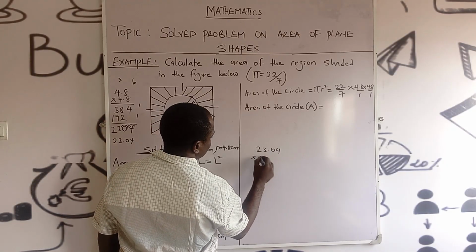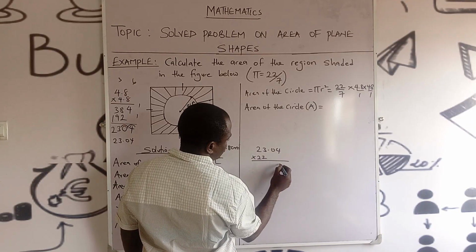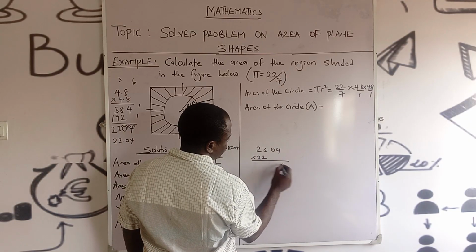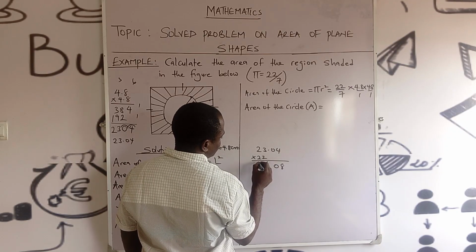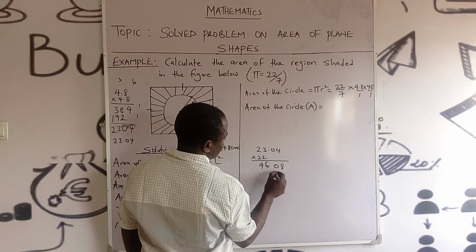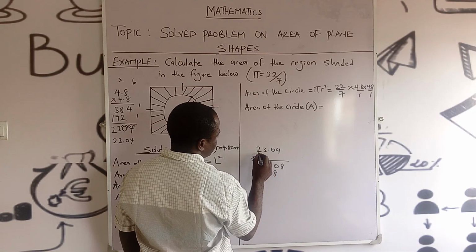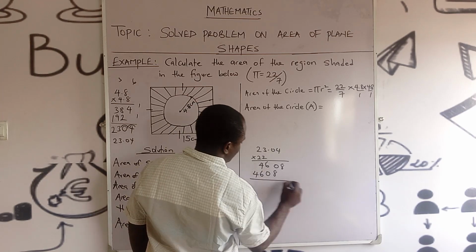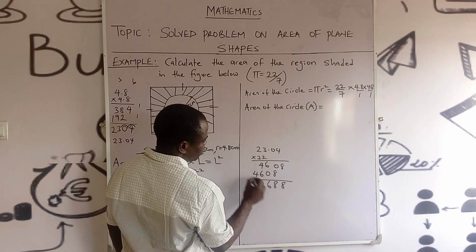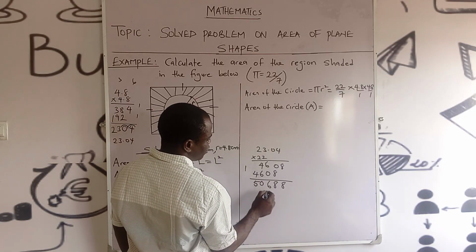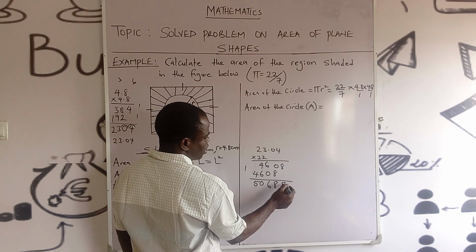23.04 times 22. 2 times 4, 8. 2 times 0 is 0. 2 times 3, 6. 2 times 2, 4. 2 times 4, 8. 2 times 0 is 0. 2 times 3, 6. 2 times 2, 4. Let's add it. 8, 8, 6. 4 plus 6, 10. 0, carry 1. Add 1 to this 4, that's 5. Let's shift. How many times are we going to shift? You have two figures after the decimal. We shift 2 times.